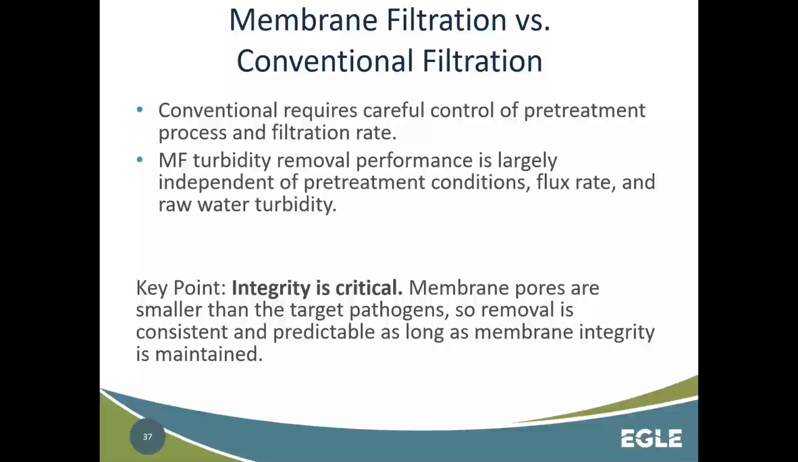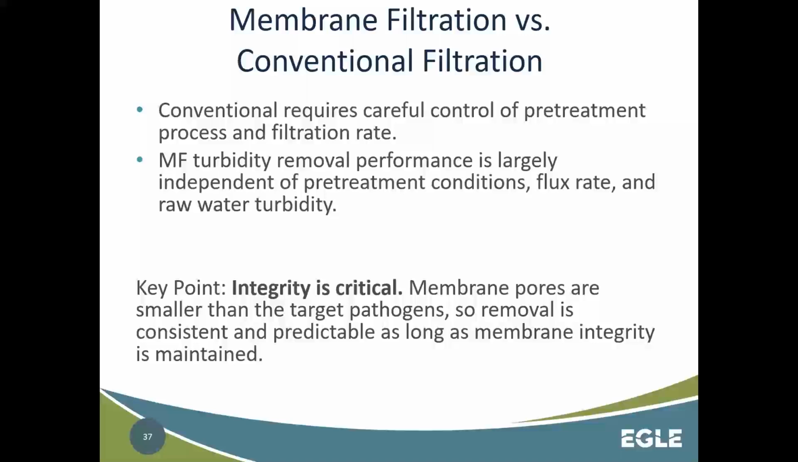So if you're a conventional plant and today or yesterday you had 5 NTU coming in from the lake or wherever you're pulling from, and today all of a sudden you get 50 NTU, that could make for a very challenging day of treatment. Whereas with membrane filtration, if you have that same thing, as long as you have your membrane integrity, you're not going to likely see any change in your finished water turbidity.